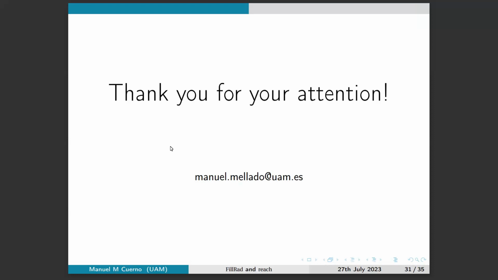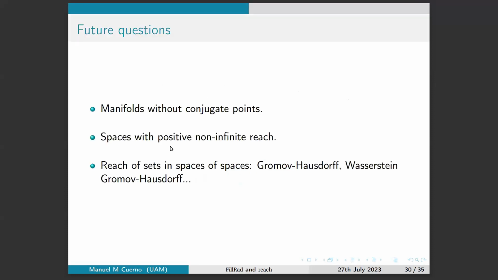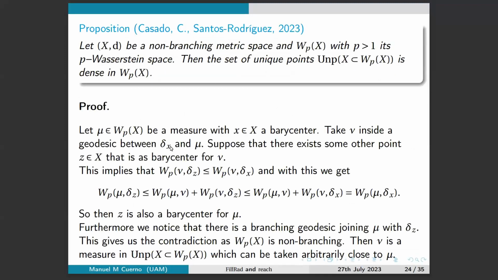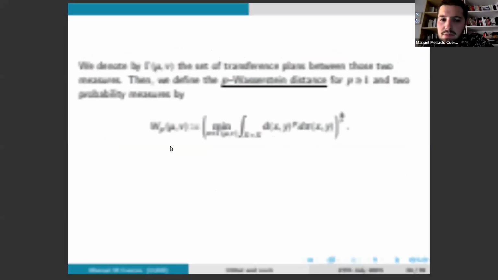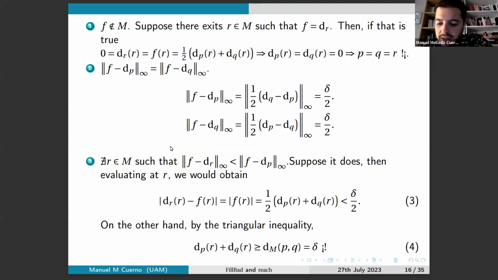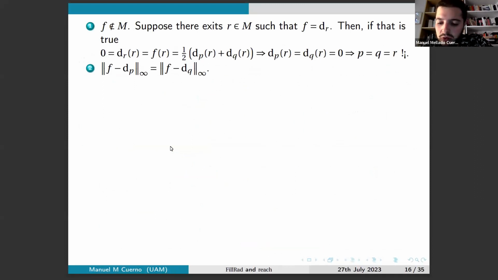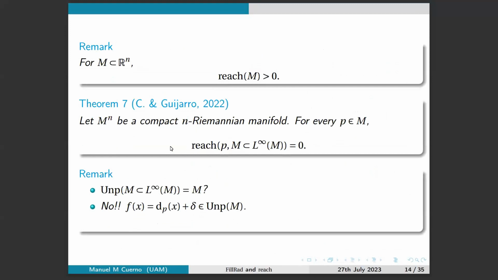I see. And my second question is coming back to the filling radius. What's the picture for spaces which are not positively curved? Because the results you mentioned are for positively curved spaces, right? Yeah, I'm not sure if there exists any result for non-positively curved spaces. I see. Okay, thanks. Is there any other question?